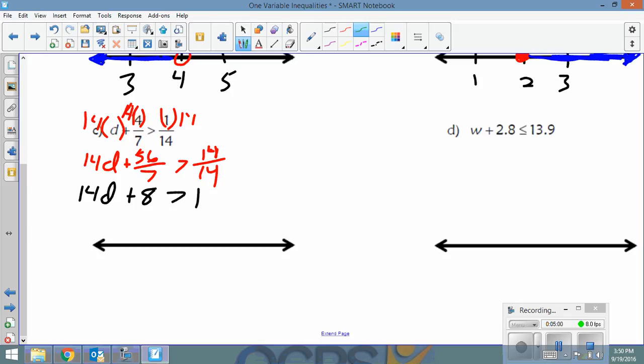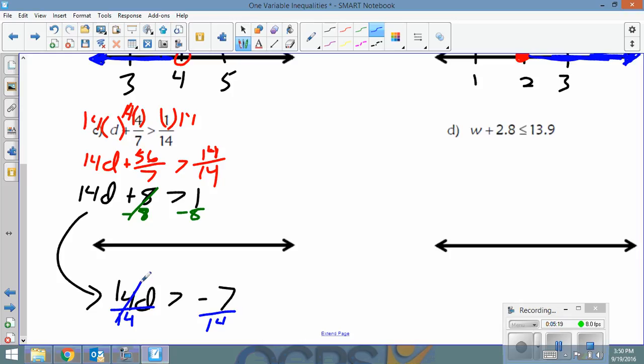Okay. I'm going to subtract that 8 from both sides. I'm going to come below here. So I get 14d is greater than negative 7. I'm going to divide both sides by 14.